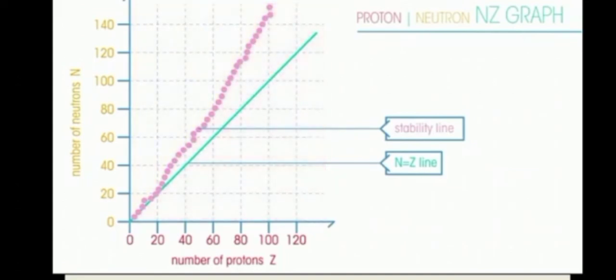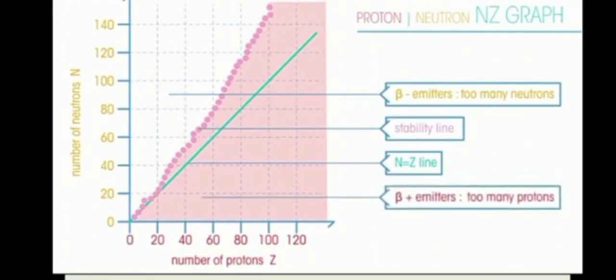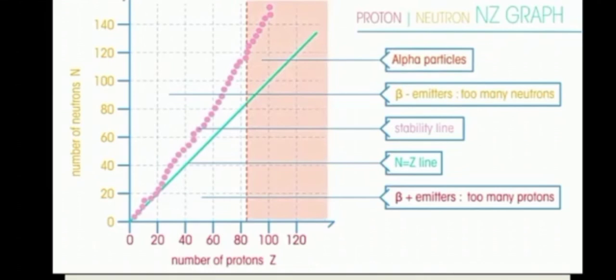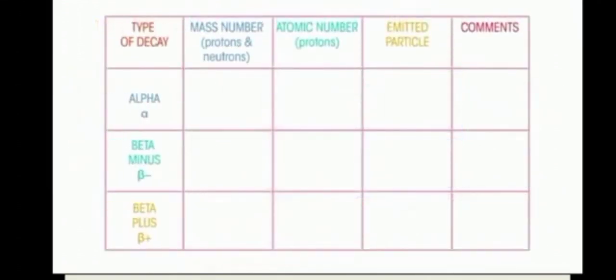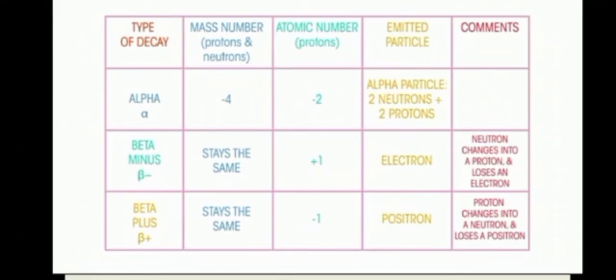A radioisotope that lies to the left of the stability line has too many neutrons and is likely to undergo beta minus decay, so give off electrons. A radioisotope that lies to the right of the stability line has too many protons and is likely to undergo beta plus decay, so give off positrons. If particles have a high number of protons, usually more than 82, they are likely to undergo alpha decay. In this video, we have learned that unstable nuclei either have too many protons or too many neutrons, which upsets the strong nuclear force holding the atom together. Unstable nuclei try to balance themselves by giving off the excess proton or neutron either through alpha, beta minus, or beta plus decay.